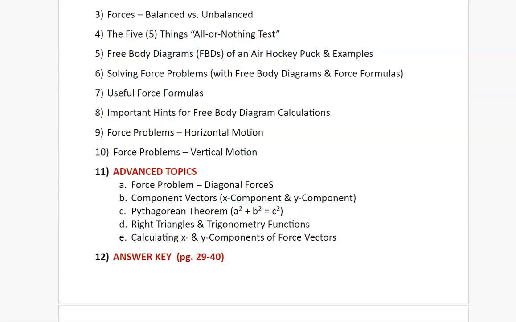And then we have a number of advanced topics. Anytime you see advanced topics, these are there for your own education, your own interest, but you are not responsible for them on the exam. So I'm only going to briefly touch on these, but the answer key includes the answers to everything in this lesson.